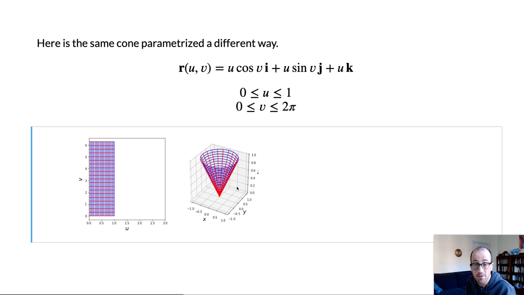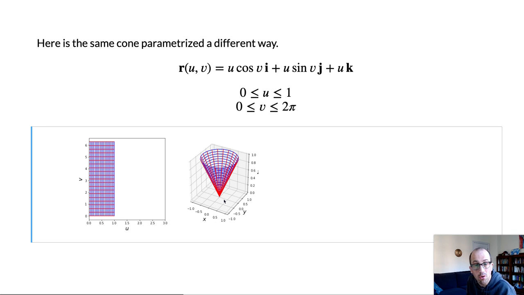Surfaces can be parameterized multiple ways, and there the options are even more huge, right? The number of options for how to parameterize a surface. So here's another parameterization, same surface, because it's the same set of points, the same cone over here. But now u and v, those parameters, are taking on different meaning. Here you can see that u is taking on the role of distance from the origin now.